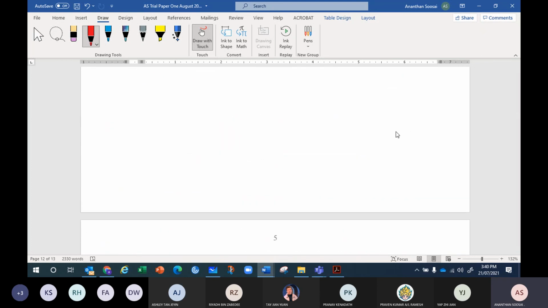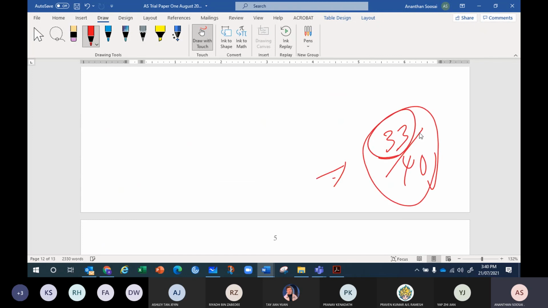Paper 1, you must get how much to get A star? Around 33 out of 40. You must do paper 1 until you get more than 33. So currently you have your AS. You're going to sit for paper 1, paper 2, and paper 3. Paper 3 is practical.